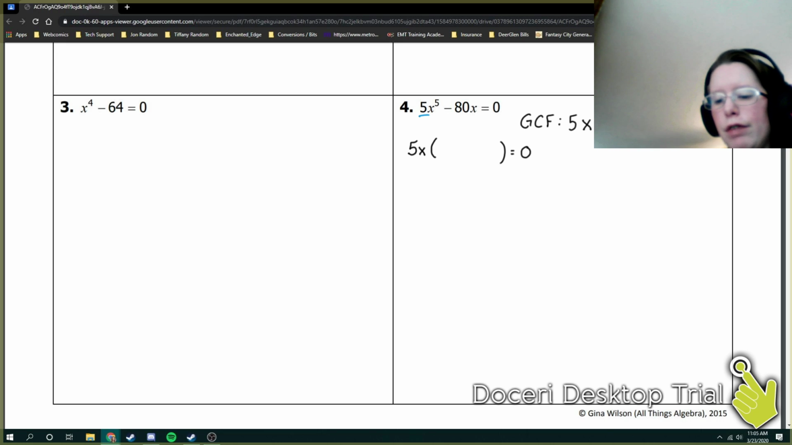So if I did 5 divided by 5, it's going to leave me with 1. And if I take out 1 power of x, it'll leave me with x to the 4th. For the 80, if I do negative 80 divided by 5, it'll leave me with 16.